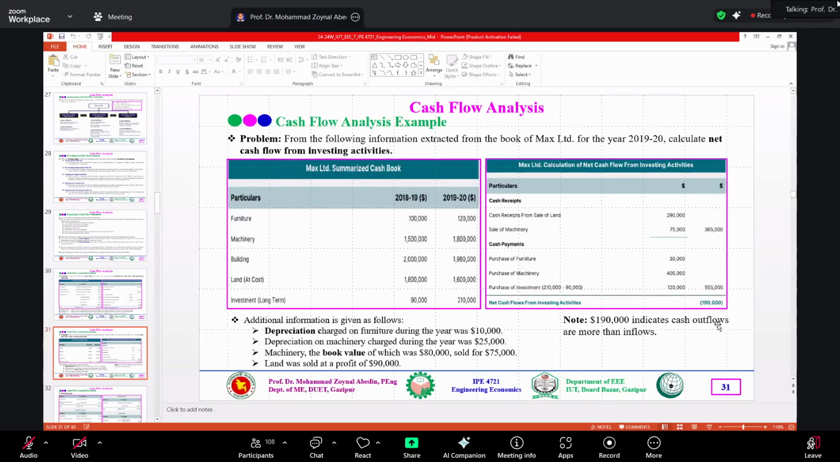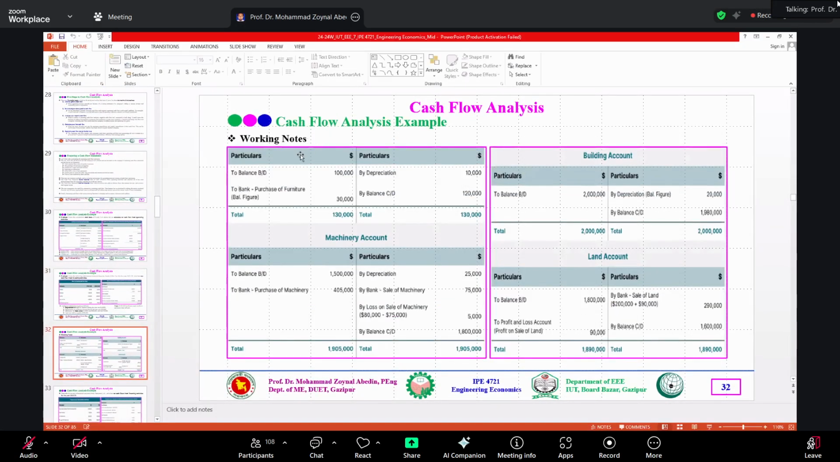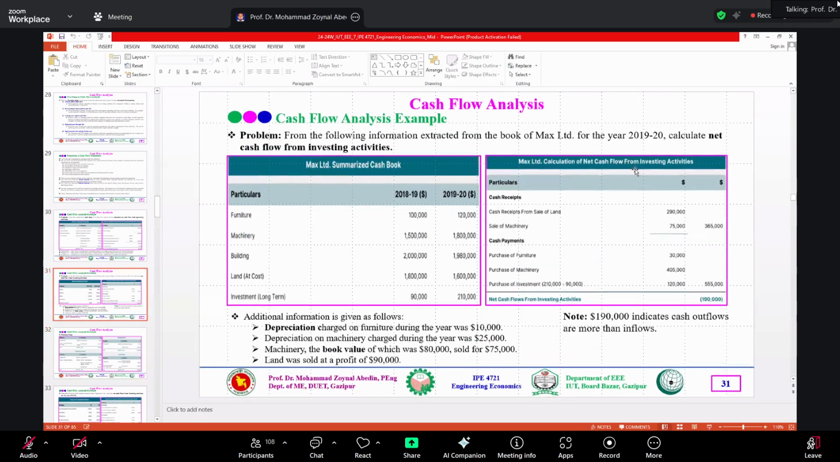Okay, this is the solution table. For the solution table, you have to go to the next working table, otherwise you will not understand the working notes. At first, you have to do the working notes, then you will come to the solution table, because there is some little sub calculation. You will not get an easy direct calculation.